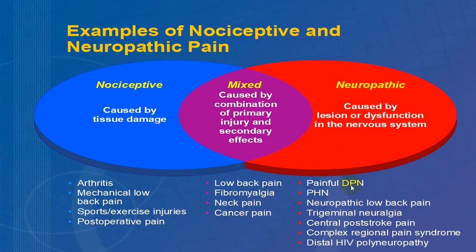peripheral neuropathy, diabetic peripheral neuropathy, post-herpetic neuropathy, compression of the nerve, say like sciatica, neuropathic low backache, trigeminal neuralgia, following a stroke, central post-stroke pain, particularly in thalamic damage, complex regional pain syndromes, HIV polyneuropathy, etc. These are all because of involvement of the peripheral nerve. So those we call neuropathic pain.